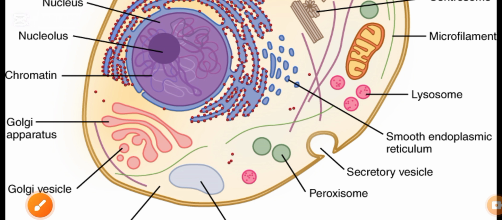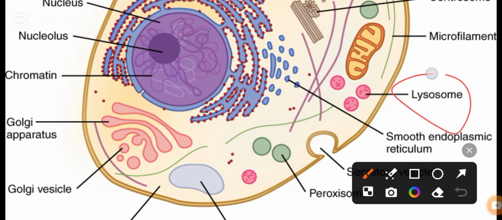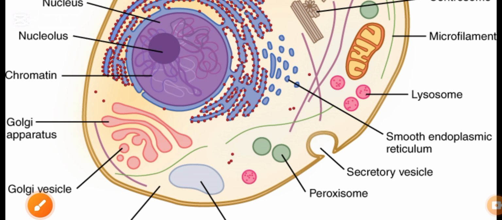So let's talk about the lysosomes. What is the function of the lysosomes? This structure here. The lysosomes perform a good function of destroying old and weakened cells. The lysosomes have enzymes that destroy cells. The cells they destroy are the cells that are old and weak.